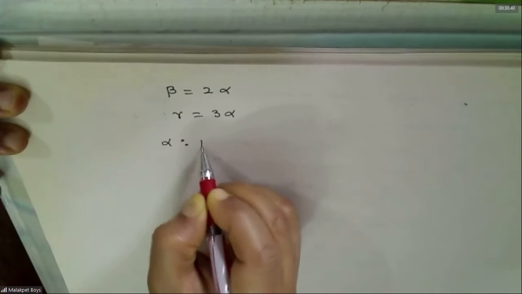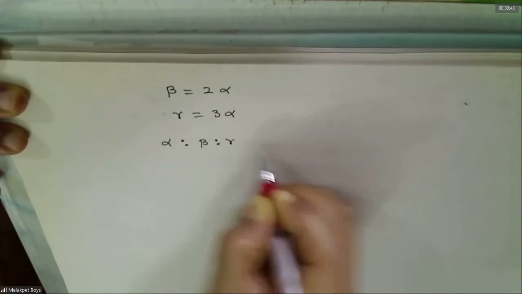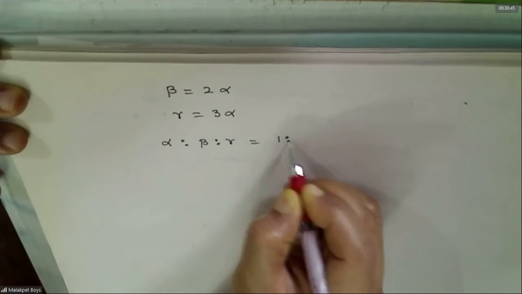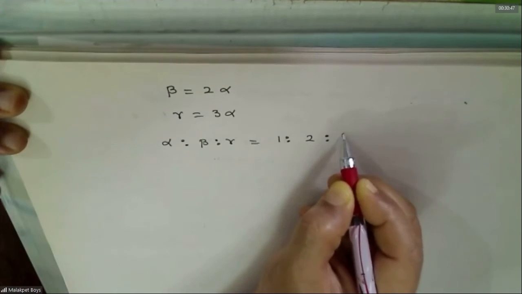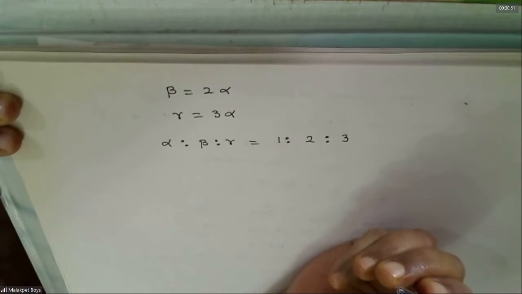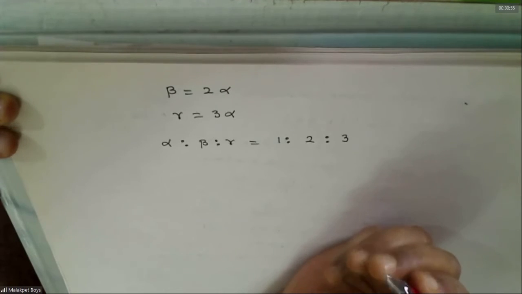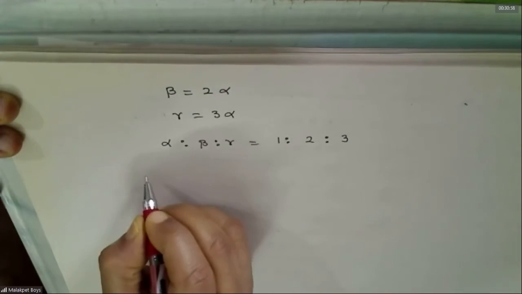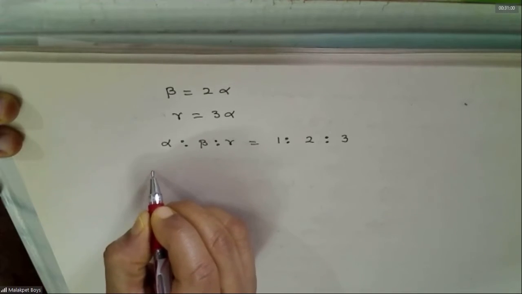So beta is 2 alpha, gamma is 3 alpha. Therefore alpha to beta to gamma is 1 to 2 to 3, for an isotropic material. If nothing is mentioned, it is understood to be isotropic only. Clear?